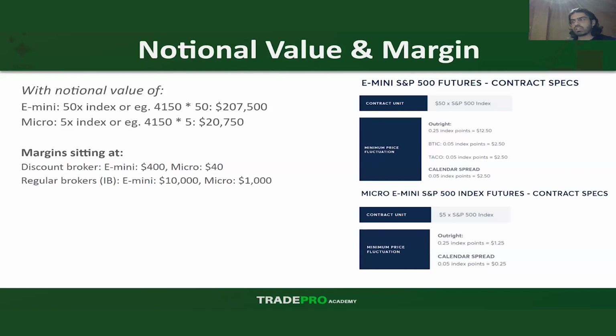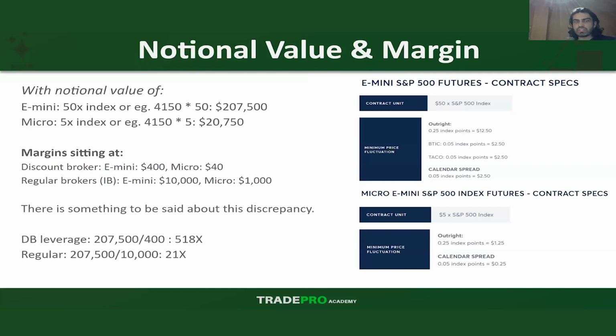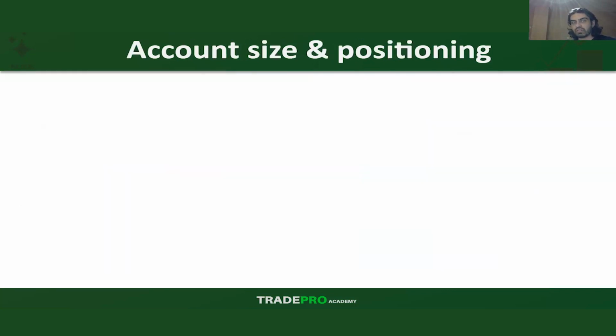So when you look at a discount broker and you throw in $1,000 trading minis, you take one trade, two trades, and the account's gone, and you can no longer trade that size. Same thing with micros. You look at micros, $40 a contract. Let me throw in $200, see what happens with that. It's not the best way of looking at this. There's something to be said about this massive discrepancy. If you take a discount broker, the leverage is about 500 times. Regular broker leverage is about 21 times. You can see there's a very clear difference here.